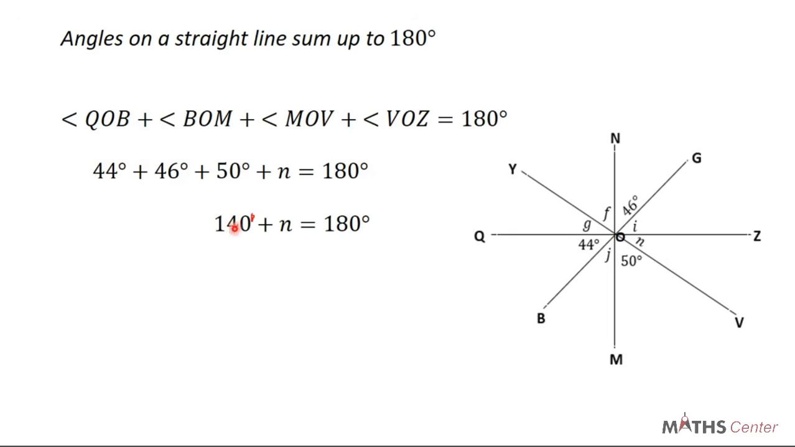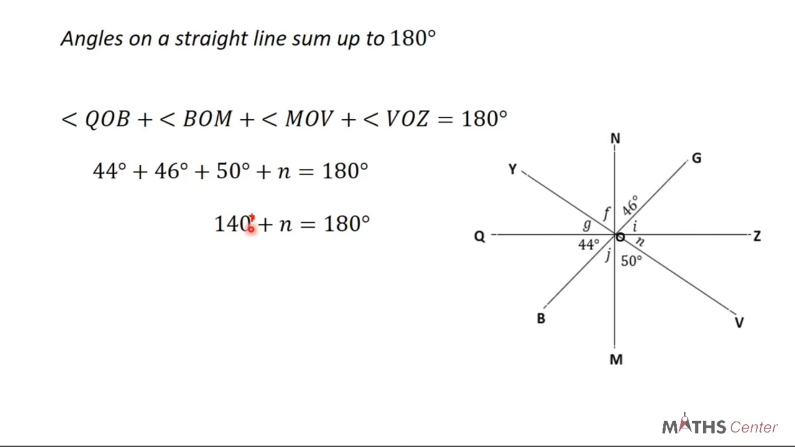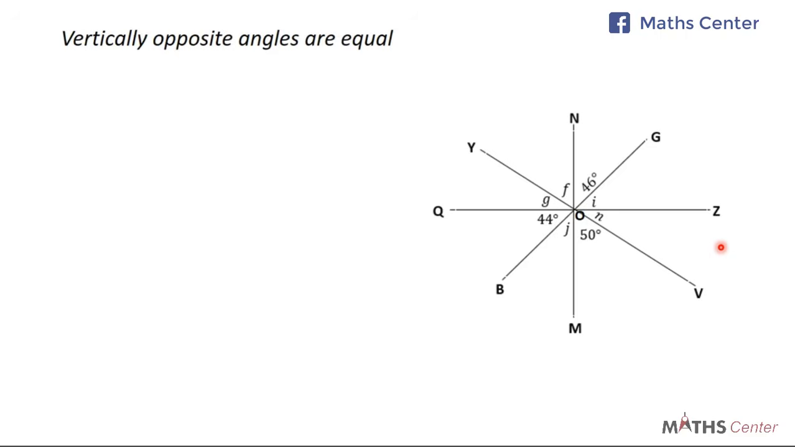Then I will say that 140 degrees plus N is equal to 180 degrees. You make N the subject and you are going to have 40 degrees. So we found N, but we also know that G and N are vertical opposite. You know that vertical opposite angles are equal, so G will be equal to N. So if N is 40 degrees, then G is also 40 degrees.